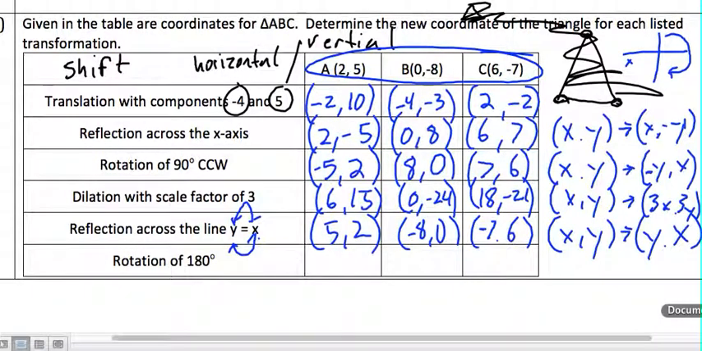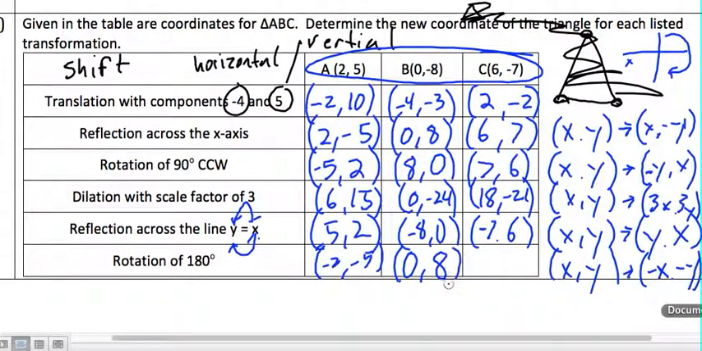Rotation of 180 degrees. That's the last one. I'm not going to make it too fancy. Rotation 180. All you do is make them the opposite sign. So negative x, negative y. So instead of 2, 5, negative 2, negative 5. Instead of 0, negative 8, it would be negative 0, which is still 0. But negative, negative 8 is positive 8, so we switch the sign. Same thing here. 6 becomes negative 6, but negative 7 switches also, so it switches to positive 7.